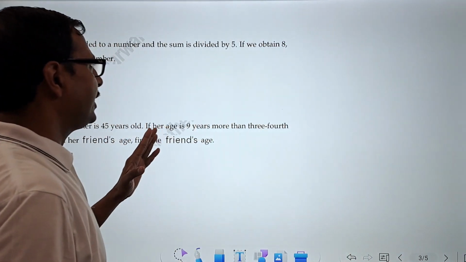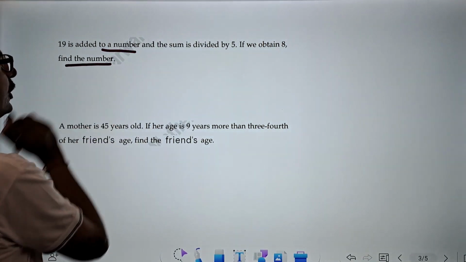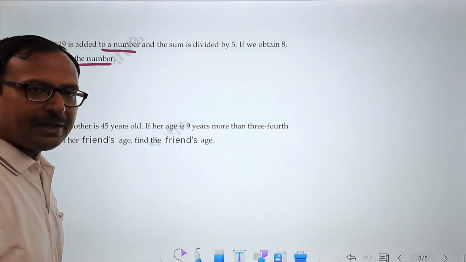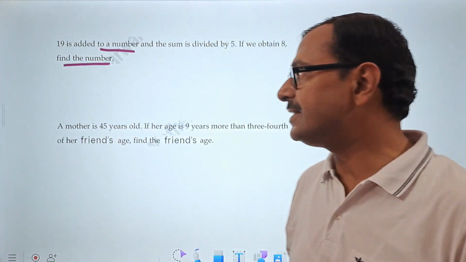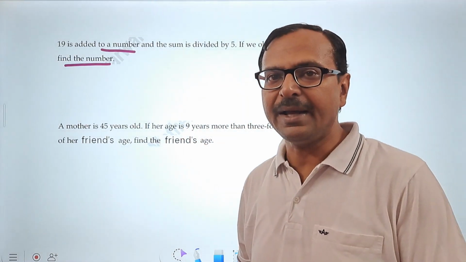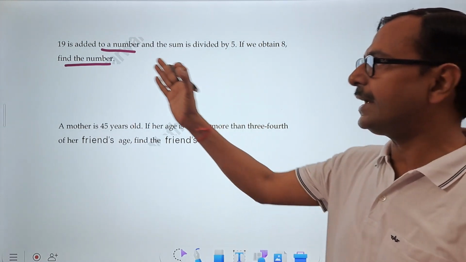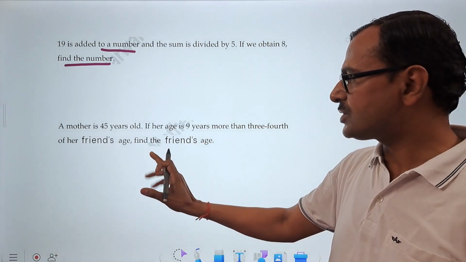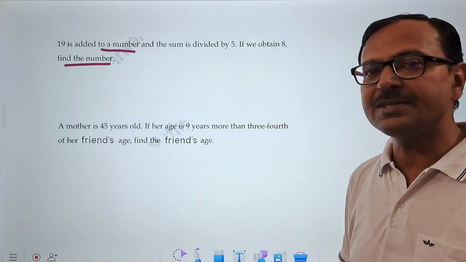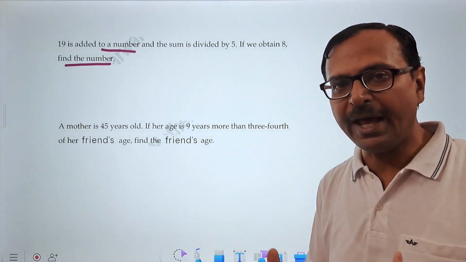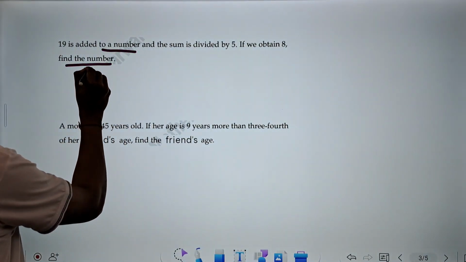Let's see the first question in hand. So here you have a number which is to be found out. Find the number. So in linear equations in one variable, you have to understand that whenever you have to find something, you have to assume that as a variable. That means you have to assume that number here as x. Likewise, in the second question, here you can see the end of the statement, find the friend's age. So that means the friend's age is to be assumed as x. So that's the variable involved in the question.